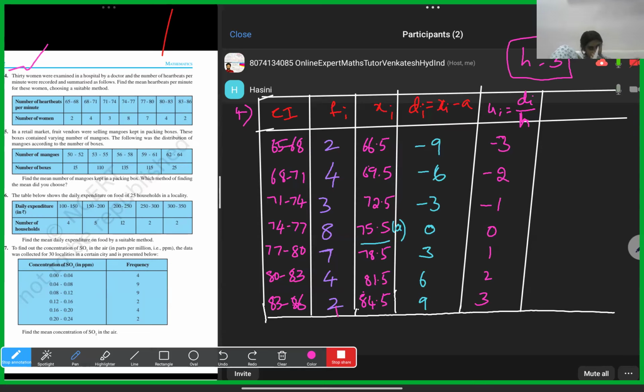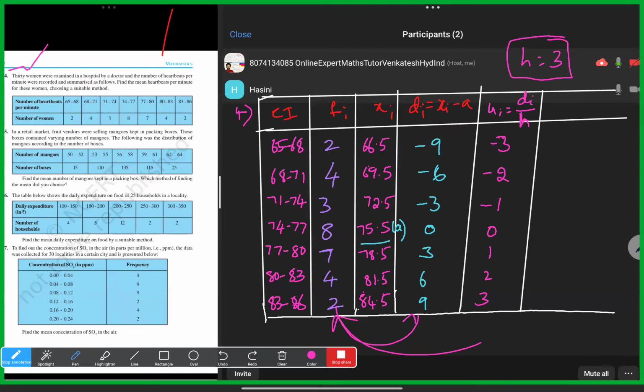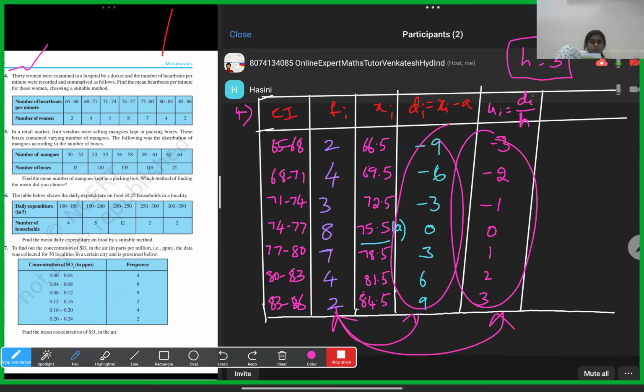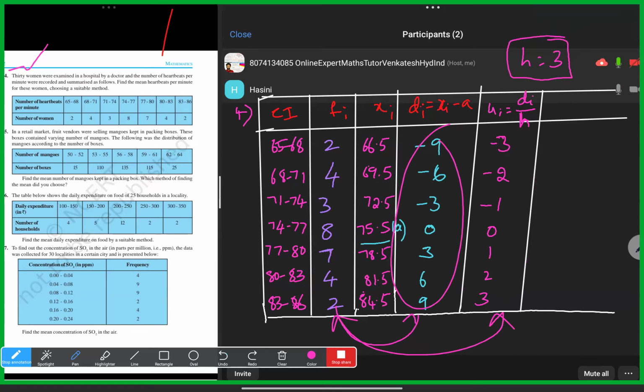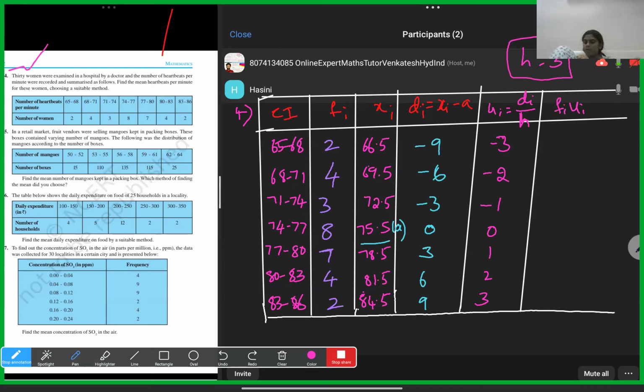Now you can see, is fi di column multiplication easy or fi ui column multiplication easy? Both are single digits only, and multiplication is easy in both, but we get more smaller values in the ui column. When you multiply f by ui, the values are much smaller than the values you get using f by di. So that's why in the step deviation method, we do one extra column to get a column with smaller values, that is f by ui finally.